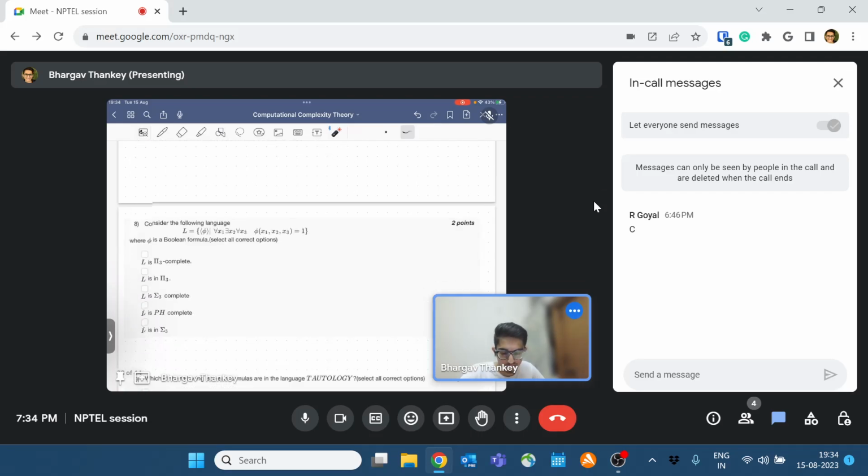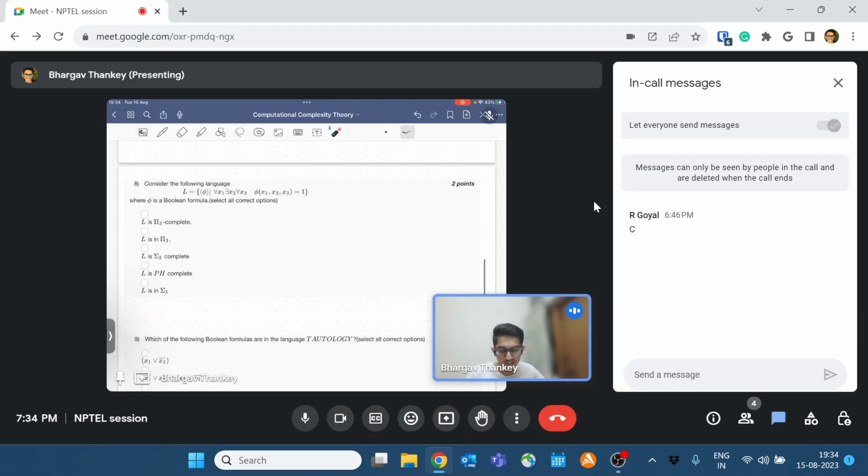Okay, so the next problem is: consider the following language. By this notation, I just mean the Boolean encoding of a formula. So the Boolean encodings of a formula phi such that for all x1 there exists x2 for all x3, phi of x1, x2, x3 is 1, where phi is a Boolean formula. Select all the correct options. L is pi 3 complete. L is in pi 3. L is sigma 3 complete. L is in PH. L is PH complete, and L is in sigma 3. So which of these are correct?